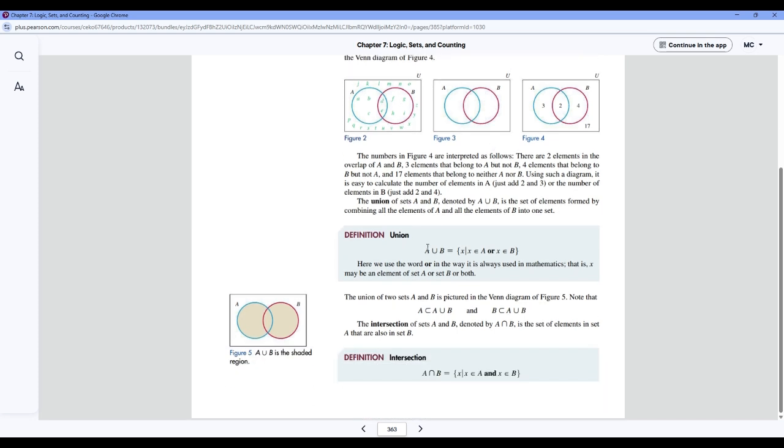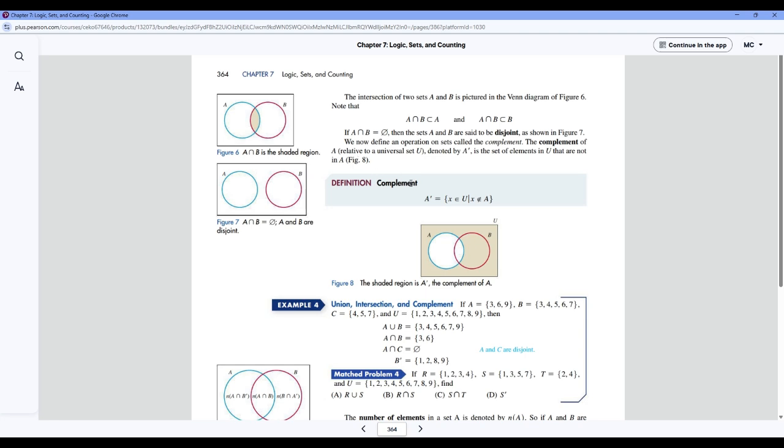So here, this is A union B and A intersection B. I kind of think of the union as a U, and intersection, the second letter is an N. So A union B basically means A or B, and A intersection B is A and B.